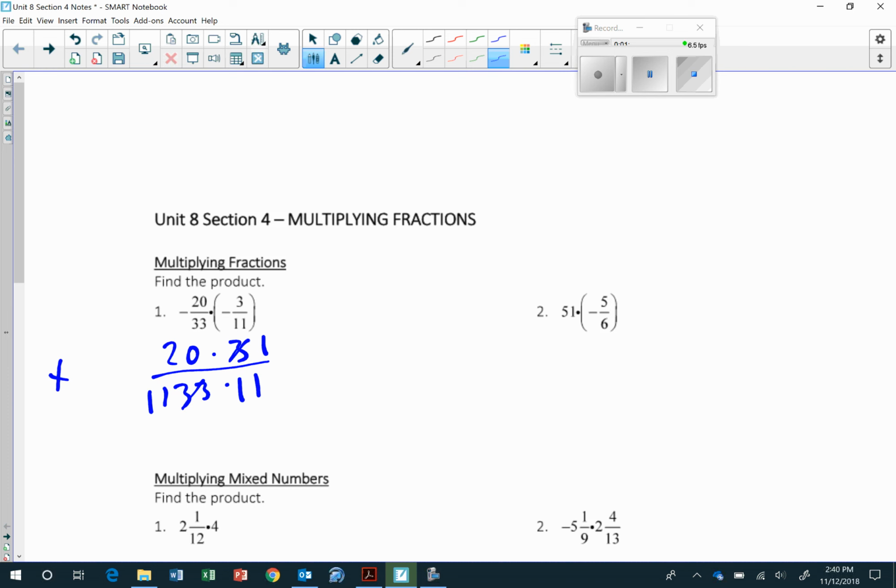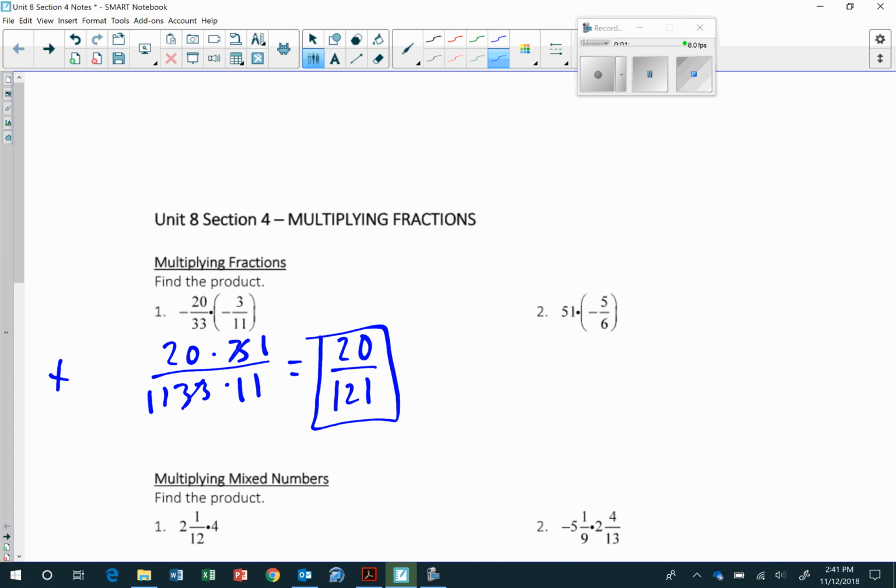So now instead of doing 20 times 3 and 33 times 11, I'm going to do 20 times 1, which is 20, and 11 times 11, which is 121. And I said earlier my final answer is positive. Now, if you had multiplied 20 times 3 and 33 times 11, you would have eventually gotten this answer, but you would have had to simplify the fraction after you did the multiplication.